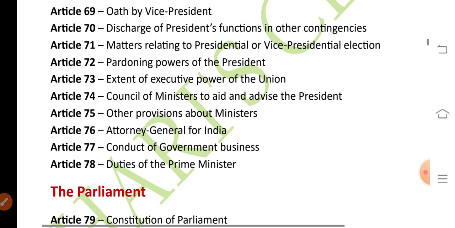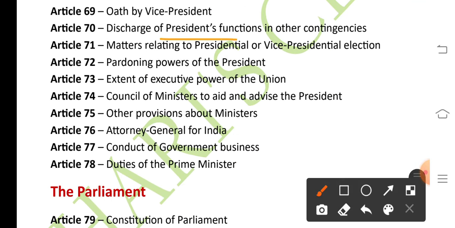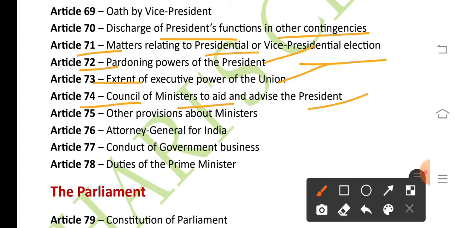70, discharge of President's functions in other contingencies. 71, matters relating to the presidential or vice presidential election. 72, pardoning powers of the President. 73, extent of executive power of the Union. 74, Council of Ministers to aid and advise the President. 75, other provisions about ministers, the central ministers.